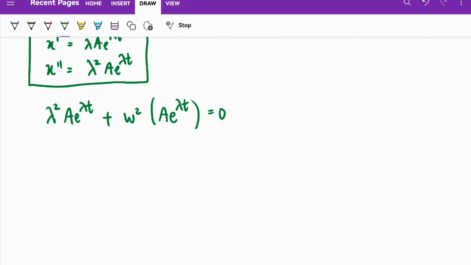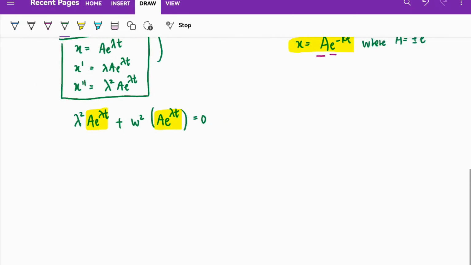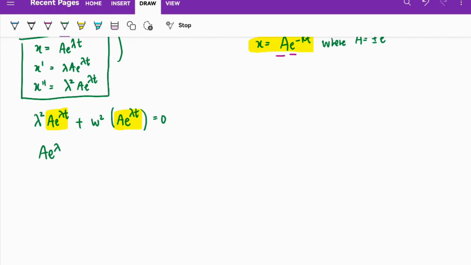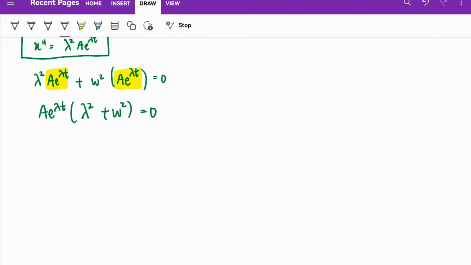Okay, so now I realize that these two are common, so I'm going to factor it out. A e^(lambda t) being factored out, I am left with lambda squared plus omega squared equals 0. Okay, because e^(lambda t) is never equal to 0. Exponential function is never equal to 0.